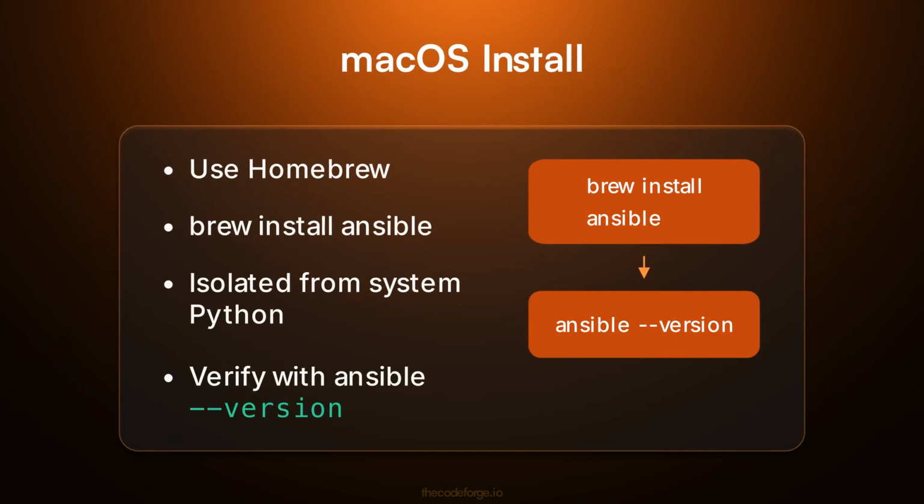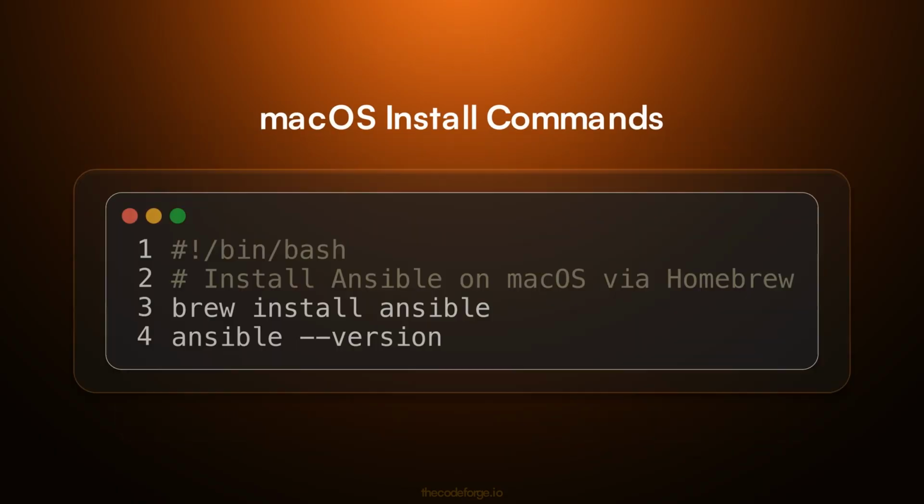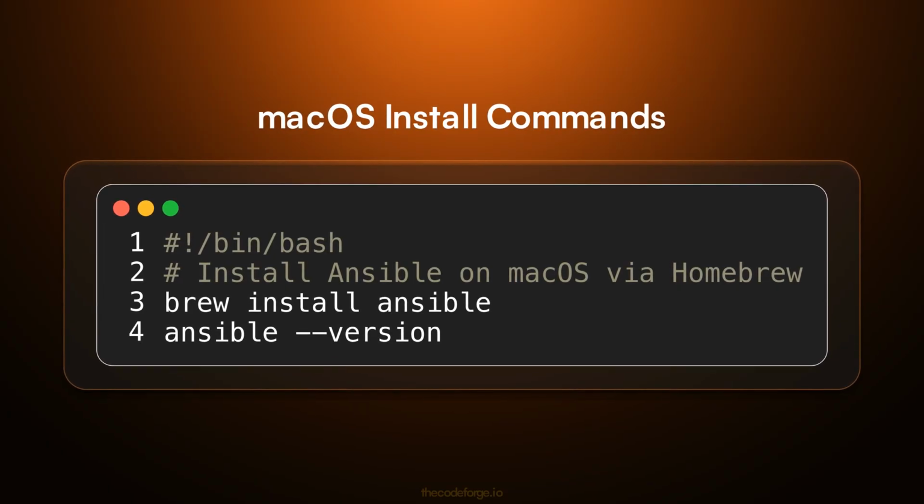On macOS, Homebrew is the standard. It installs Ansible in its own directory, isolated from system Python. Run these commands to install Ansible via Homebrew. The output shows the config file and Python location.